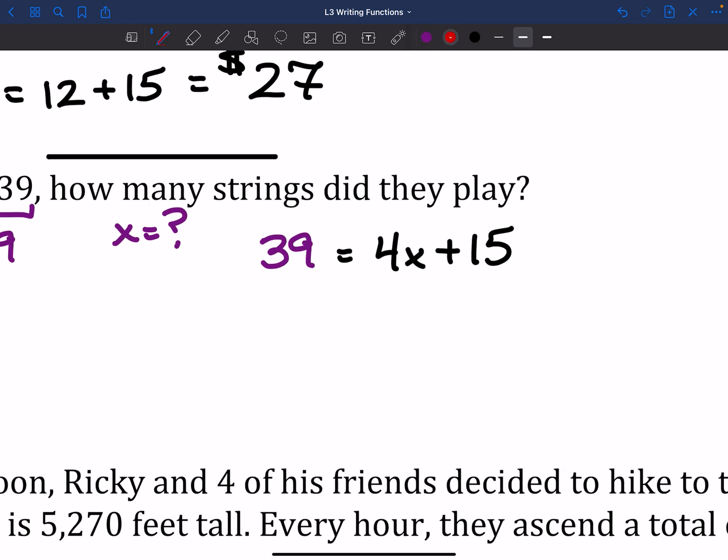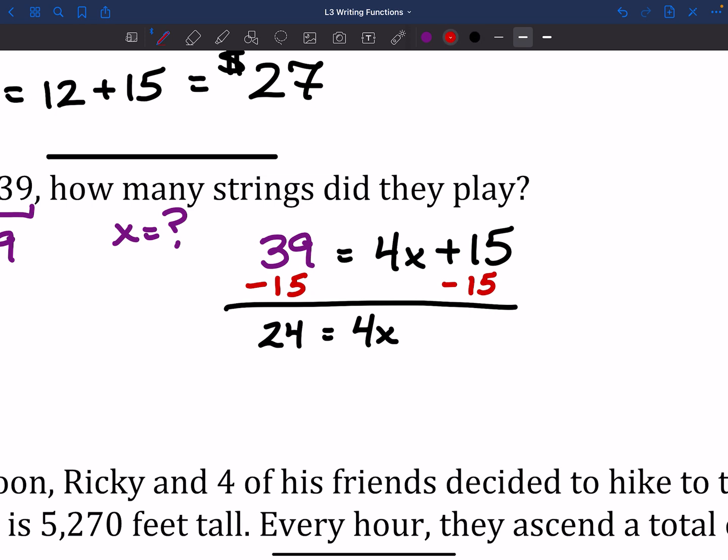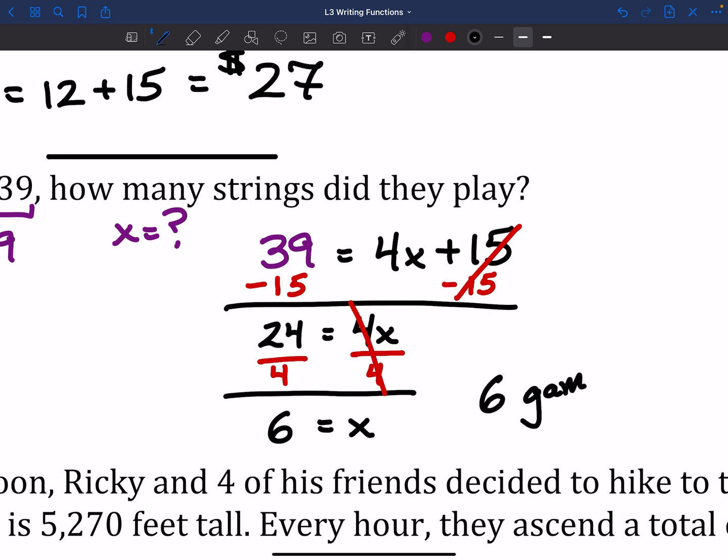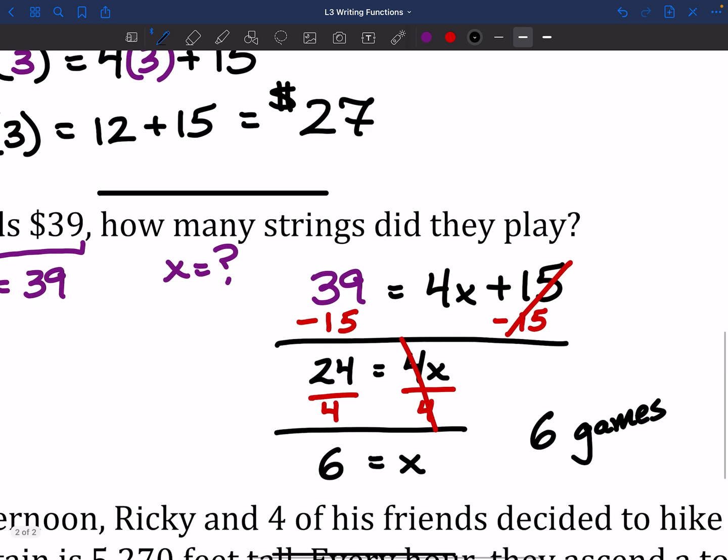All I've got to do is solve this out. It's a two-step equation like we've done in the past. I'm going to subtract that 15 to move it away from where the x's are. 39 minus 15 gives us 24. On the other side, we still have 4x left over, because those 15s are gone. After that, to get rid of the 4 in front of the x, we have to divide by 4. That will help us get rid of the 4s, which is what we're going for. 24 divided by 4 is 6, and 6 equals x. So when we're down to the end of it, x equals 6. They are going to have played 6 games if they spent $39.